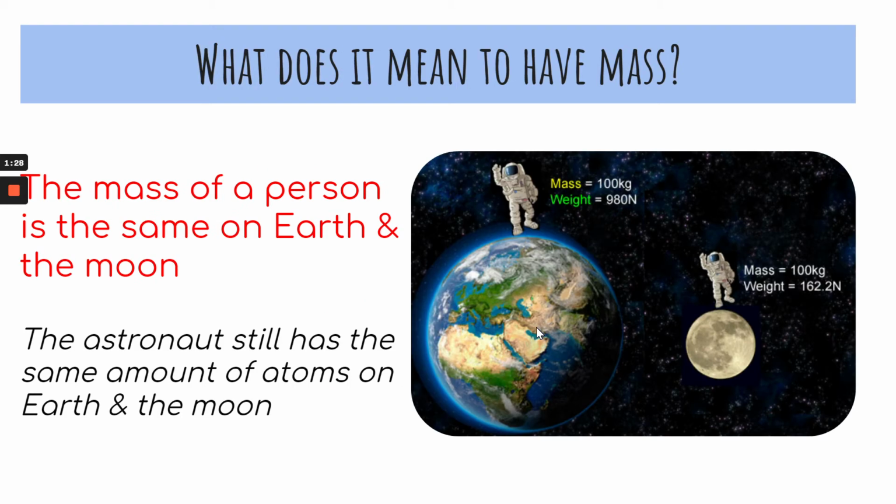So we're thinking about space. Mass is actually the same no matter where you are, whatever planet or moon you are on. So this astronaut here is on Earth. His mass is 100 kilograms, and then his mass is 100 kilograms on the moon. So the mass is the same.